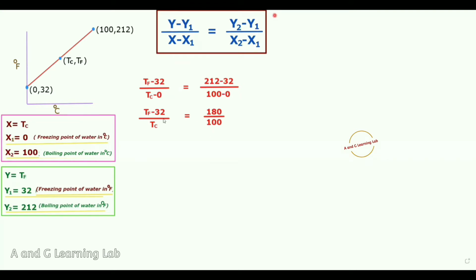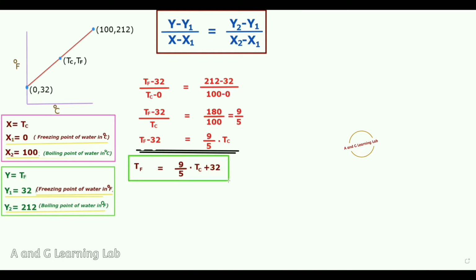That is, 180 by 100 is equal to 9 by 5. So, (TF minus 32) by TC is equal to 9 by 5. So, here we come up with an important relation. TF minus 32 is equal to 9 by 5 into TC. So, TF is equal to 9 by 5 into TC plus 32.